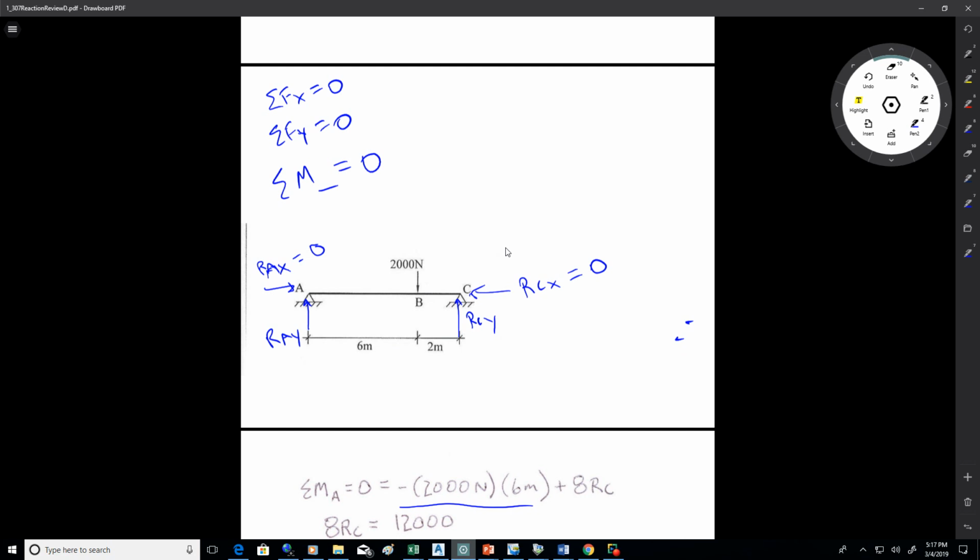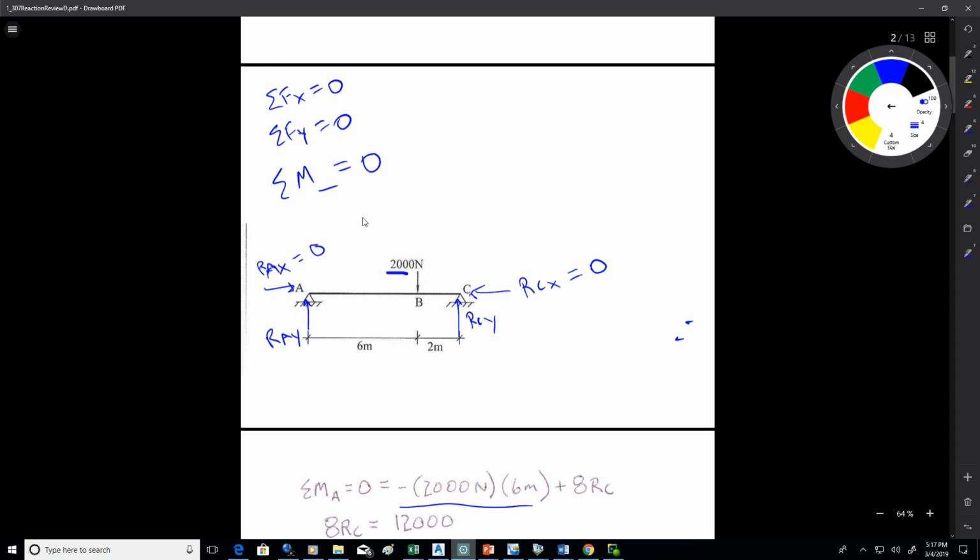All right, so the basic deal here with reactions is you have supports and you have applied loads. In this case, we've got 2,000 newtons applied 6 meters along what we would call a simply supported beam. What we want to do is figure out what the reactive forces are at the supports. How do those supports react when you push down with 2,000 newtons?